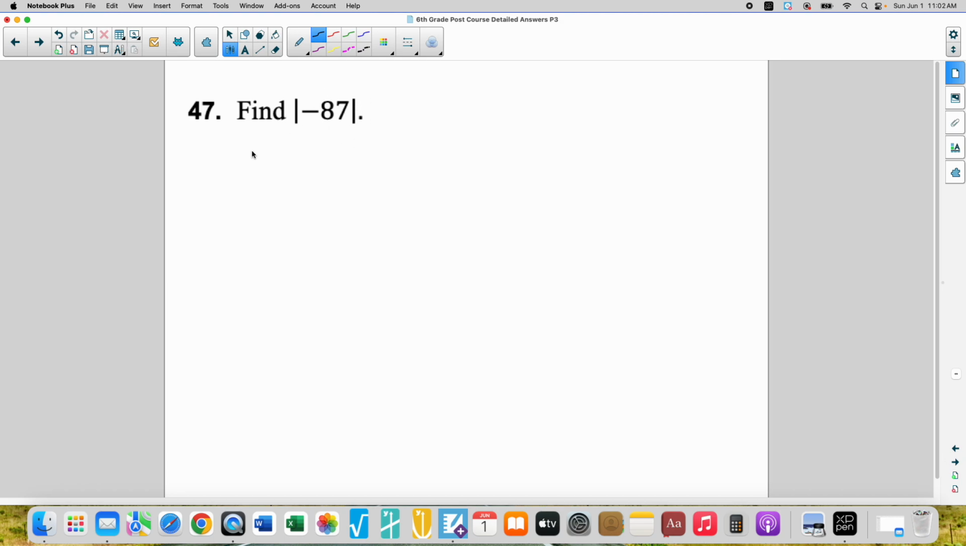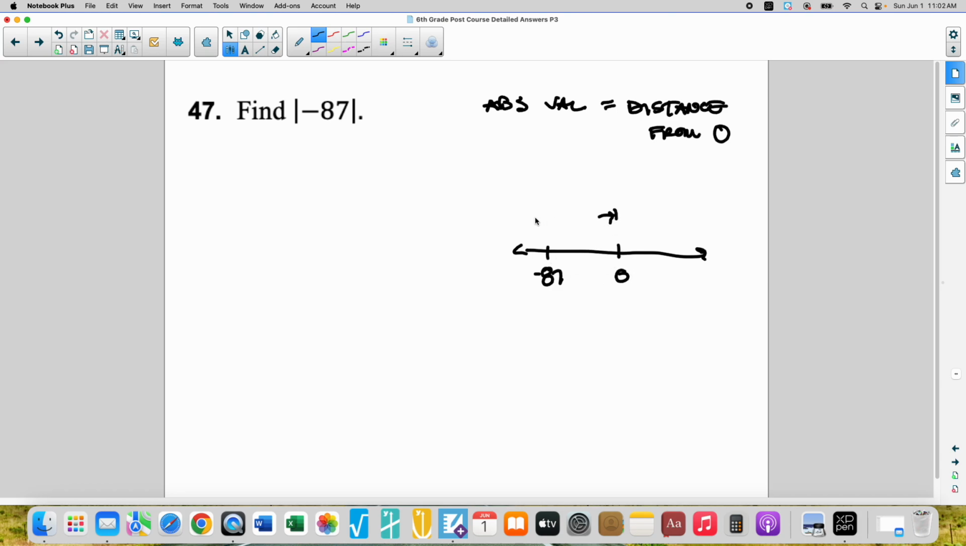Find the absolute value of -87. So absolute value only wants, it means distance. It wants to know the distance, and technically the distance from 0. Okay, so what is that distance? What is the distance of -87? So -87 is there. What is its distance from 0? So what is this distance from -87 to 0? Well, that would be 87 units. So the absolute value of -87 is 87, because that's how many units it is from 0. Absolute value wants to know the distance from 0. How far away is it from 0?